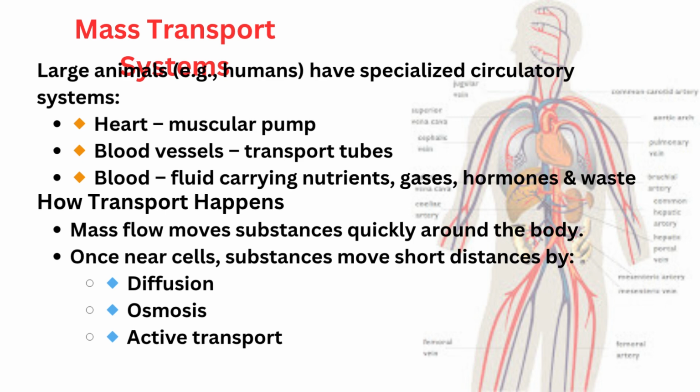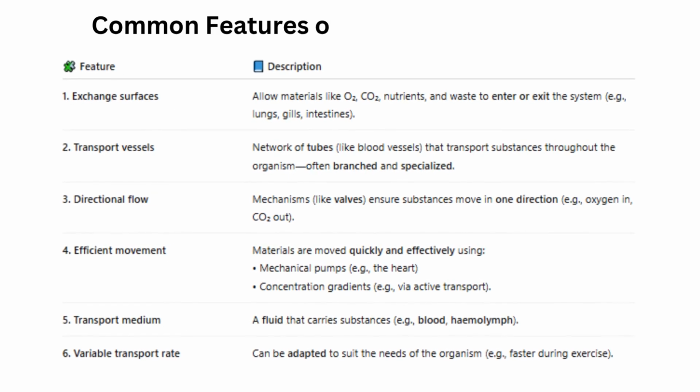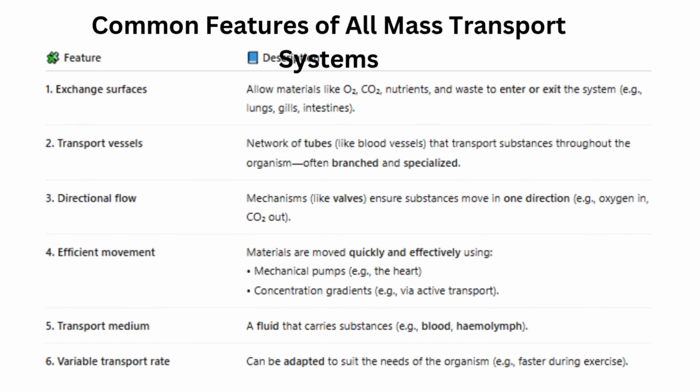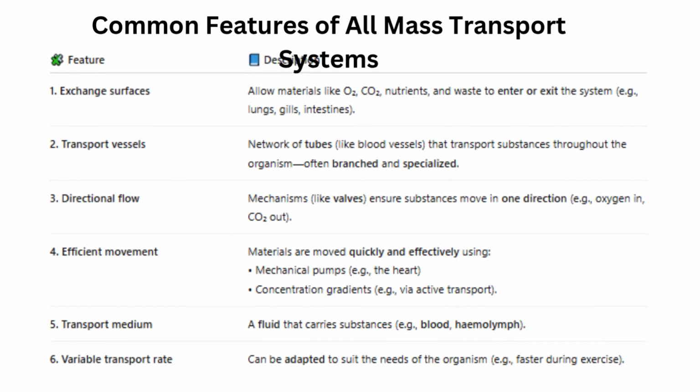How transport happens. Mass flow moves substances quickly around the body. Once near cells, substances move short distances by diffusion, osmosis, and active transport. Common features of all mass transport systems. In all mass transport systems, substances are moved through the organism using a network of vessels that are often branched and specialized for efficient distribution.